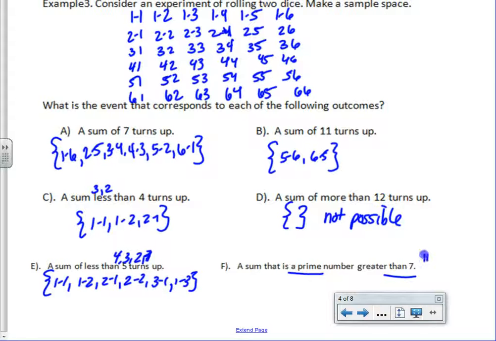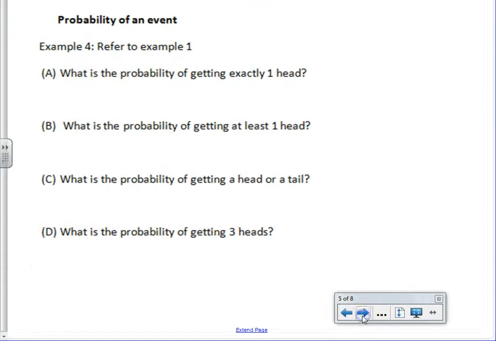A sum that is prime and greater than 7. So the only thing that can happen that's prime and greater than 7 would be a sum of 11. So the only way to get an 11 is 6, 5 or 5, 6. Okay, let's talk about probability now.